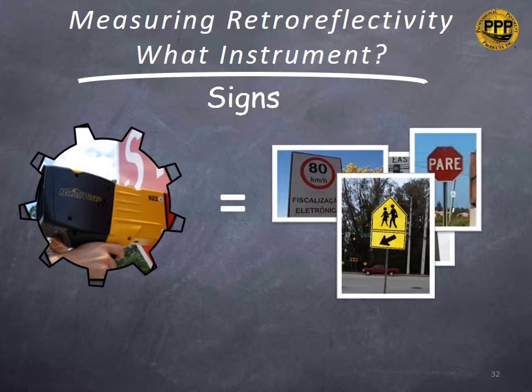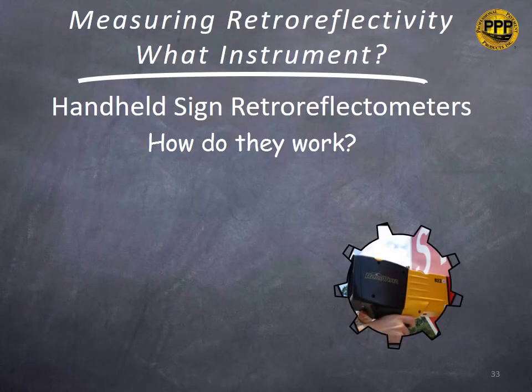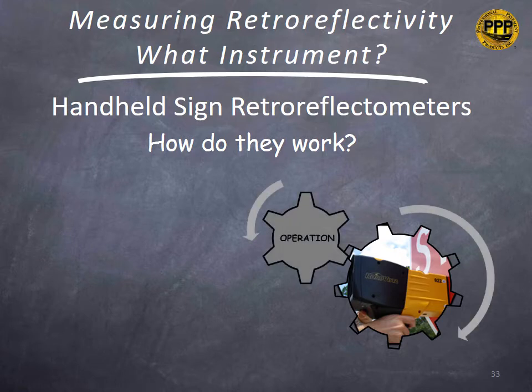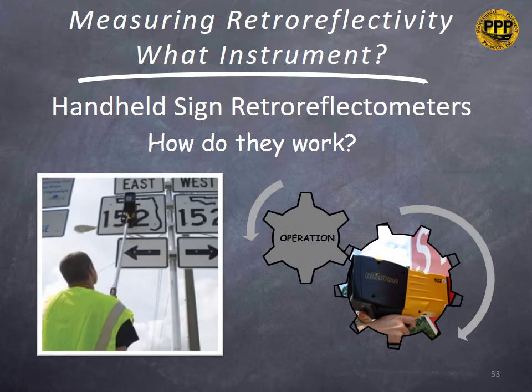These devices measure the retroreflectivity of a selected area of the sign. So how are handheld sign retroreflectometers used? How do they work? How do we operate them? Well, first, you place the instrument flat against the sign and you pull or trigger or push a button. According to the ASTM standards, you measure 4 sample areas of the legend and 4 sample areas of the background, totaling 8 measurements for the average sign. We use the average of the 4 readings.